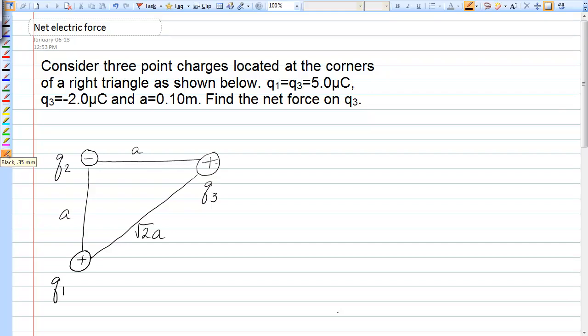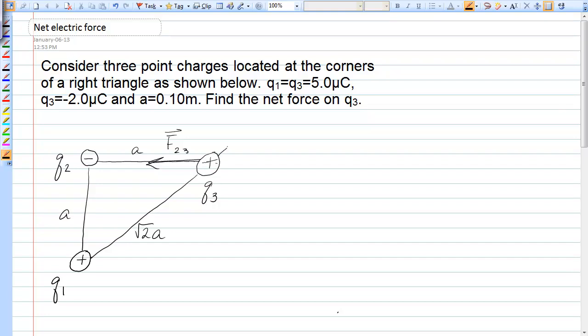In this problem, we'll be calculating the net electric force acting on one charge, in this case Q3. It has two forces on it, one from Q2 and one from Q1. So we'll draw those forces. The force due to Q2 on Q3, which I'll call F23, points towards Q2 because they're of opposite sign.